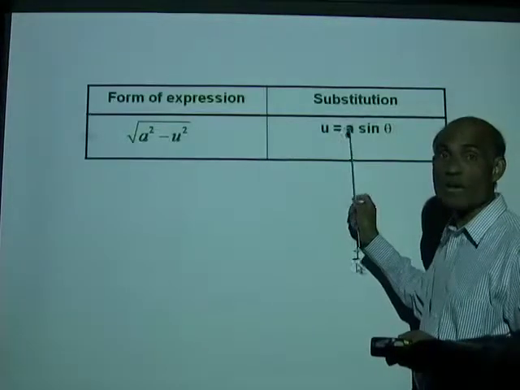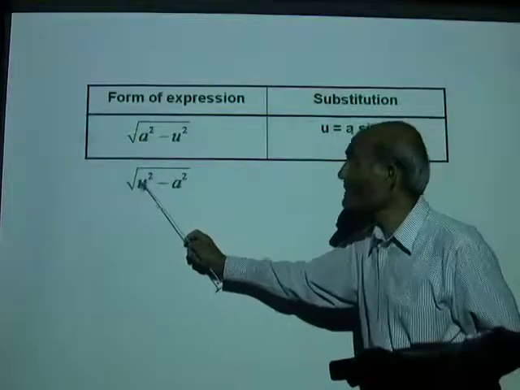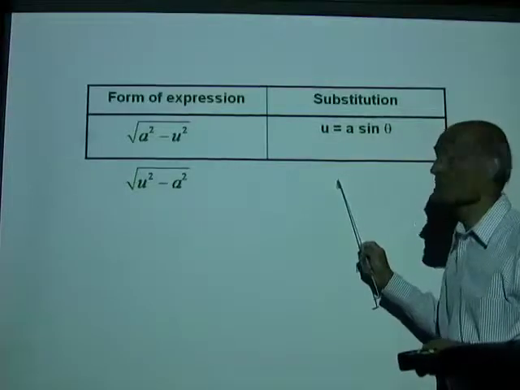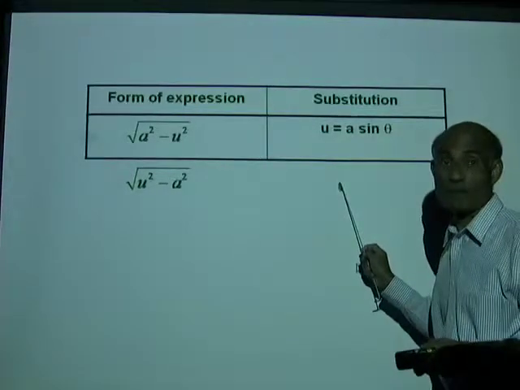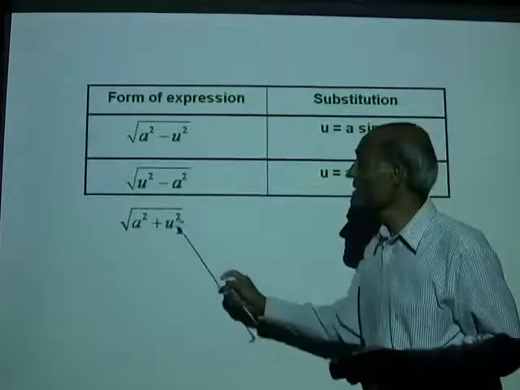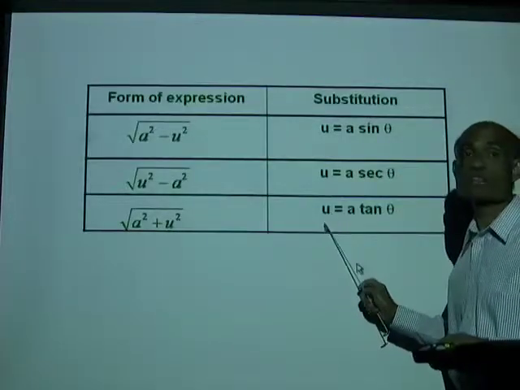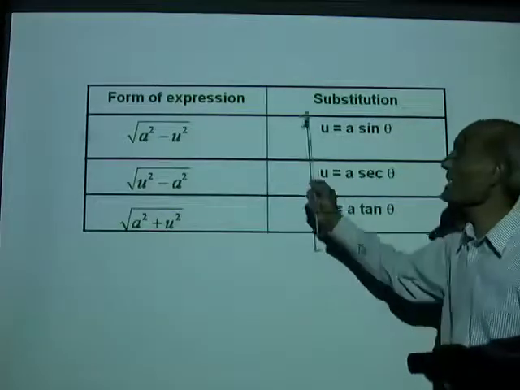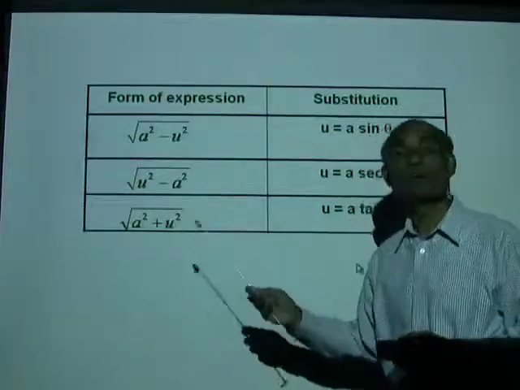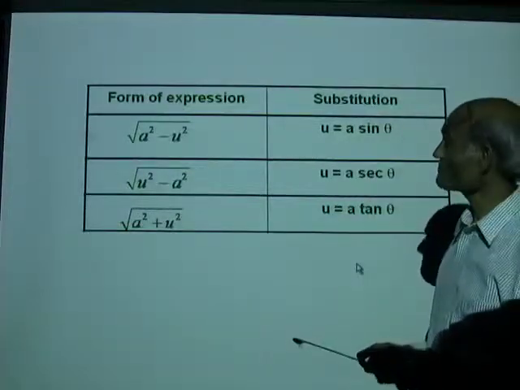U equal to a sine theta. The second expression, square root of u squared minus a squared: what is the substitution that you will make? U equal to a secant theta. And finally, square root of a squared plus u squared: the substitution is u equal to a tan theta. So keep this table with you and refer to it whenever you use this method of trigonometric substitution.